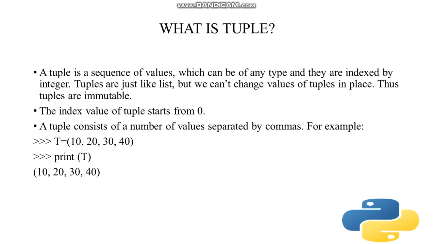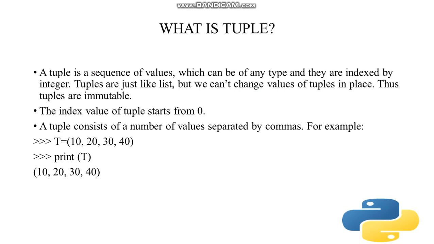Once we have declared the tuple, we cannot change the value of tuple. We cannot update. We cannot delete any elements from the tuple. So therefore, it is called as immutable. Once it is declared, it is declared. We cannot change. The index value of tuple starts from 0.